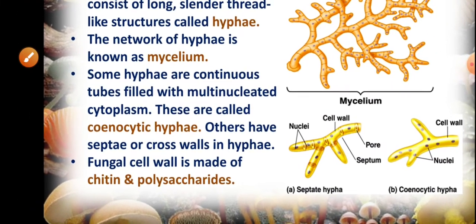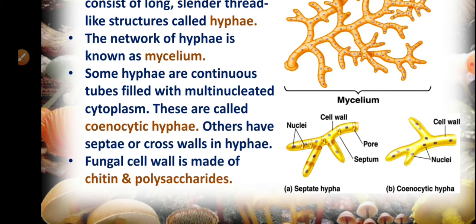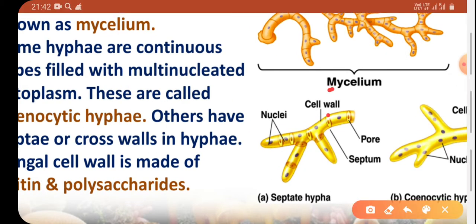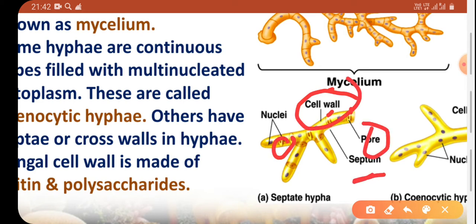Some hyphae are continuous tubes filled with multinucleated cytoplasm. These are called coenocytic hyphae. Others have septa or cross walls in the hyphae. The fungal cell wall is made up of chitin or polysaccharides. That you can see here. Outermost, that is the cell wall. This is nuclei. Septum, that is pore.